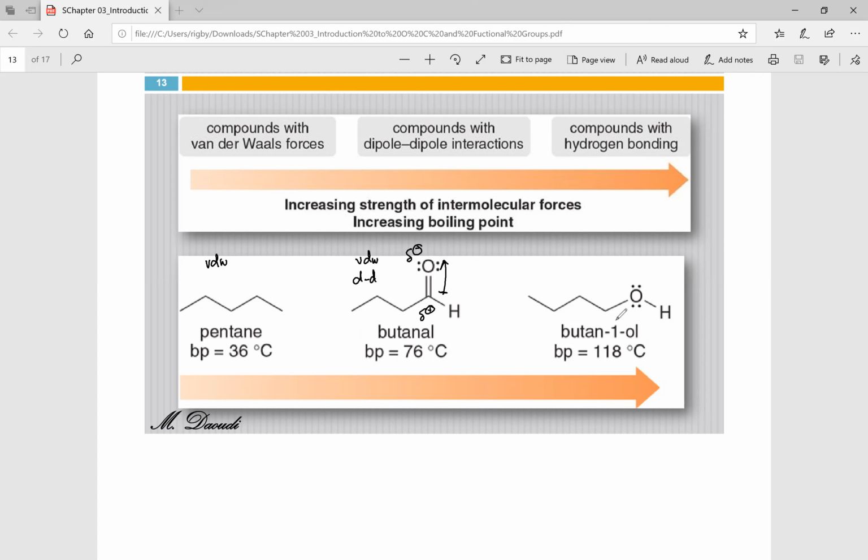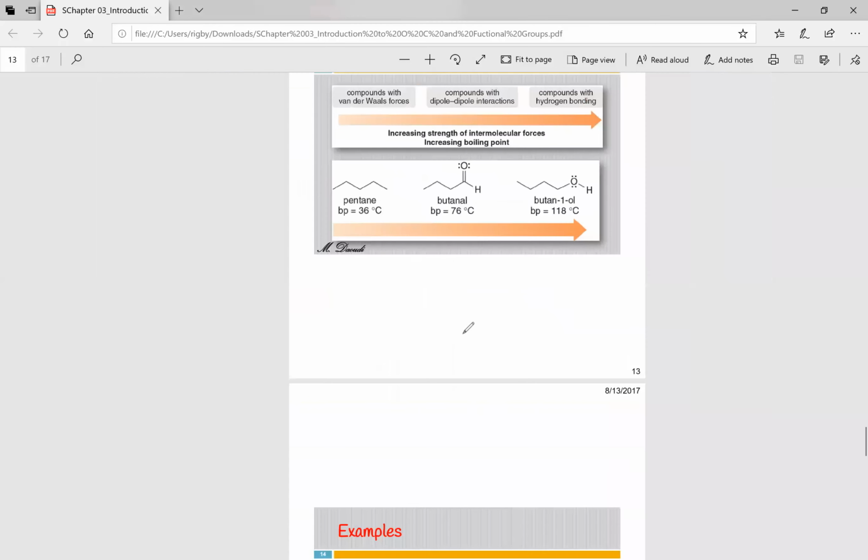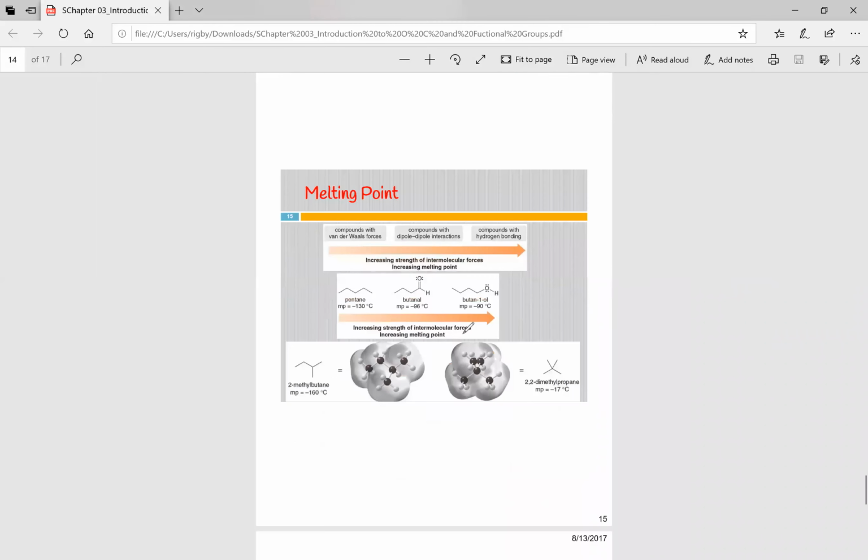And finally, we can see butan-1-ol. It has van der Waals. It also has dipole-dipole, but that's less important than seeing this hydrogen bonding right here. So we see that butan-1-ol has a higher boiling point because it has more intermolecular forces than butanol, which has more intermolecular forces than pentane. And so you should be able to do that when given 3 molecules. Okay, so here are some examples.